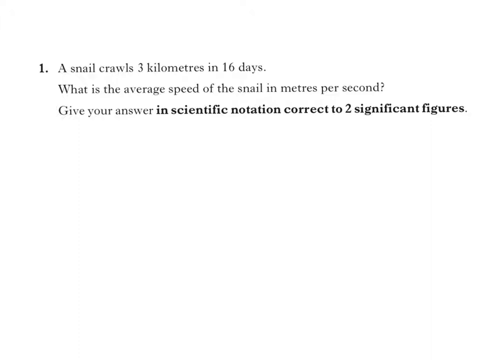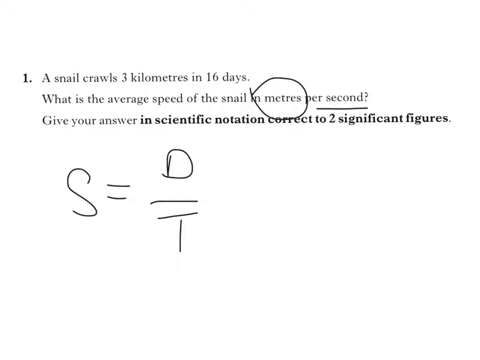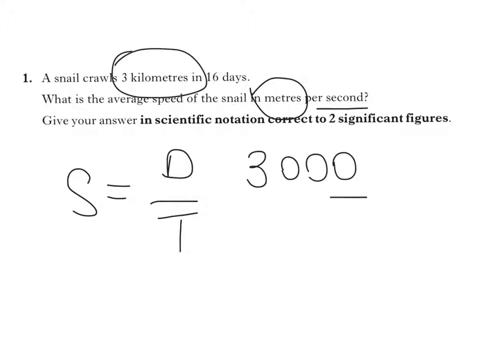Next one, a snail crawls 3 kilometres in 16 days. What is the average speed of the snail in metres per second? So we're thinking about speed, distance, time. So remember that speed is equal to distance over time. Now we need to write the distance in metres and the time in seconds. So 3 kilometres is 3,000 metres. We're going to divide that by the time, but we need to write the time of 16 days in seconds.